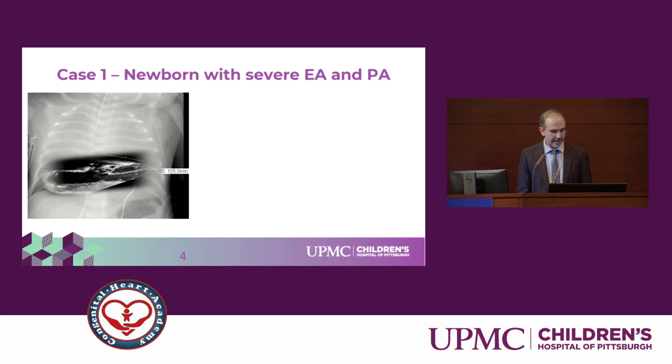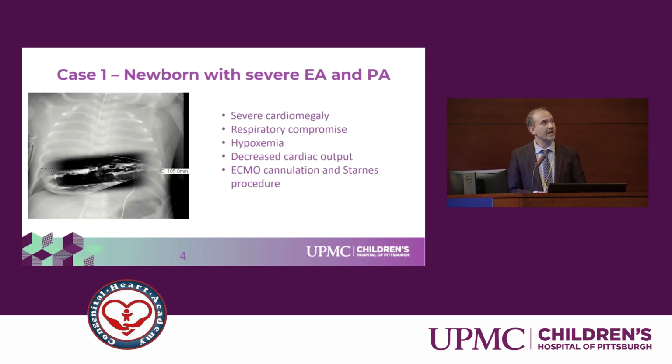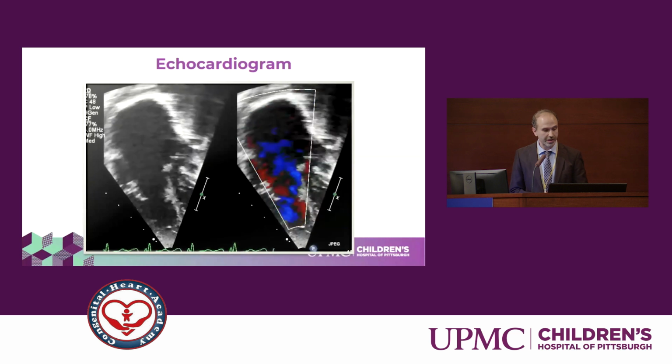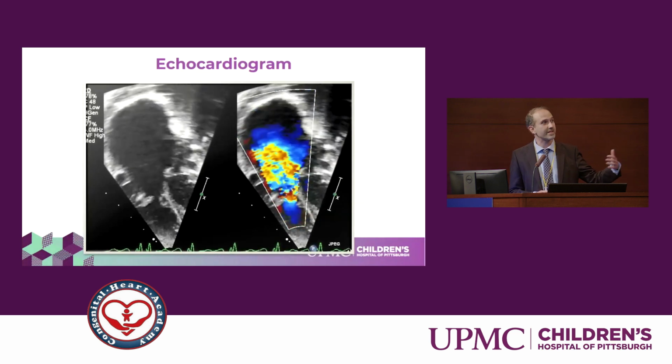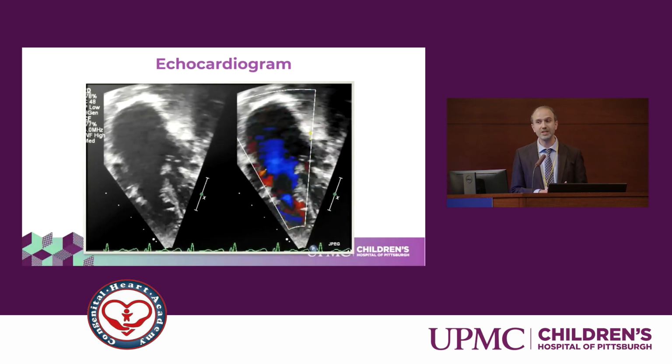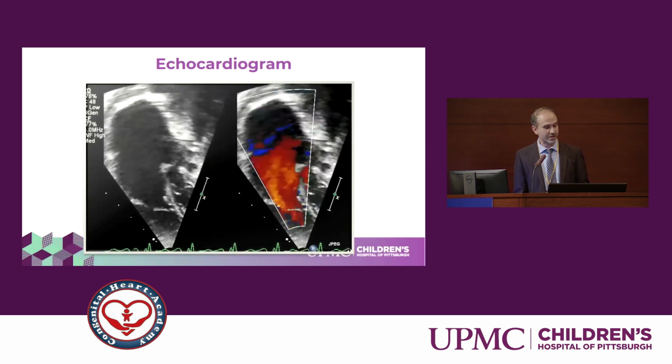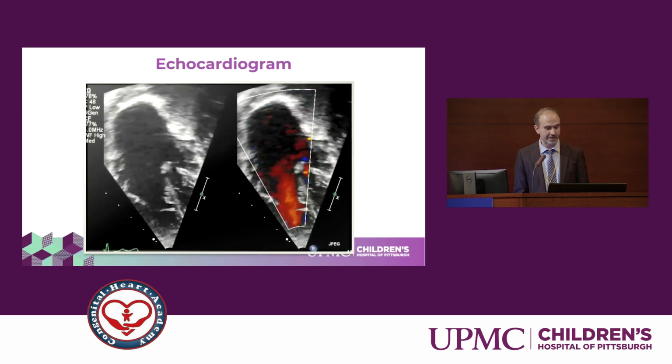So this patient had severe cardiomegaly, had respiratory compromise as they were born, was very hypoxemic, and had decreased cardiac output. And due to that, she was cannulated to ECMO right away, and the Starnes operation was performed immediately. This is just a look at her tricuspid regurgitation, and I think you agree this is beyond severe. This is more like what adult cardiologists now call torrential tricuspid regurgitation, where the regurgitant jet is so wide and the right atrium is very severely dilated.